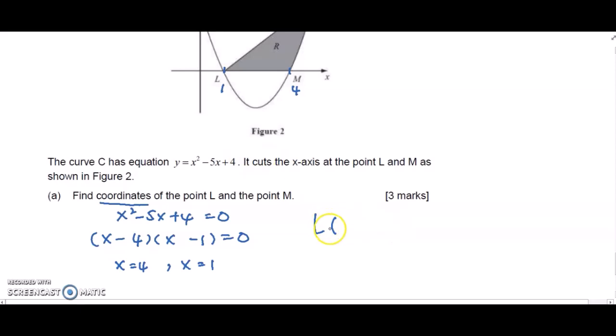So L has the x coordinate 1, and of course the y coordinate is 0. And M is also the same. M has the x coordinate 4 and the y coordinate is 0. So this is the coordinates of L and M.